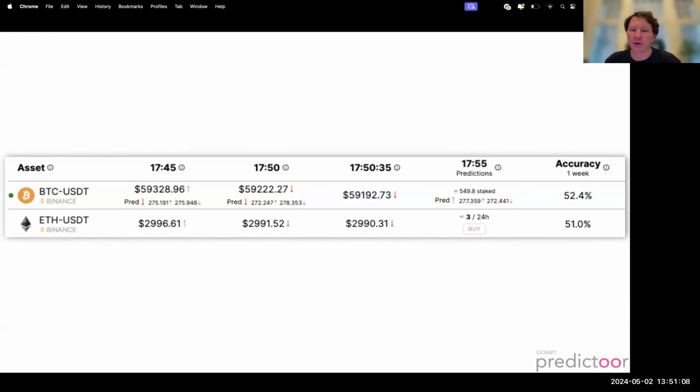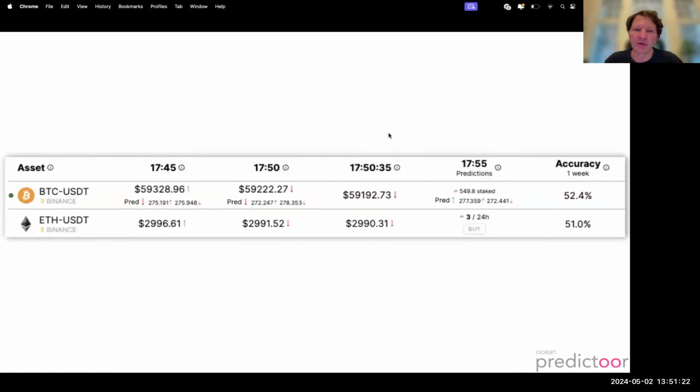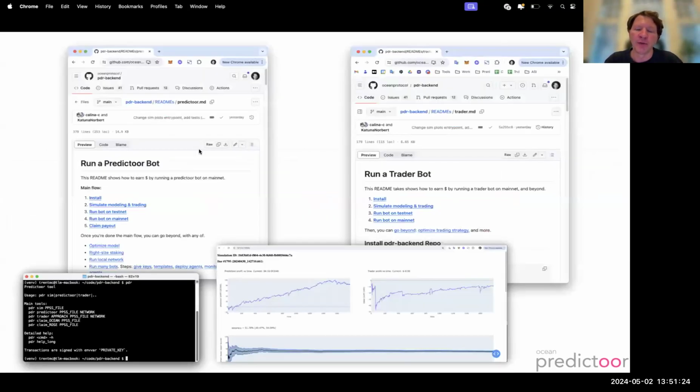Okay, so that's predictor. This is what it looks like if you go here. But of course, this is just to help you build your mental model. If you actually want to run bots, predictor bots or otherwise, you click on the top right, this button, Run Bots, and it takes you to these screens to run a predictor bot and to run a trader bot.